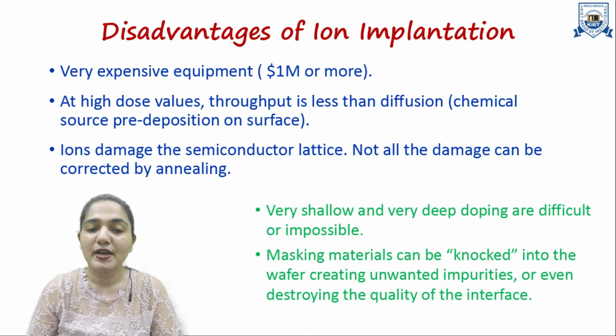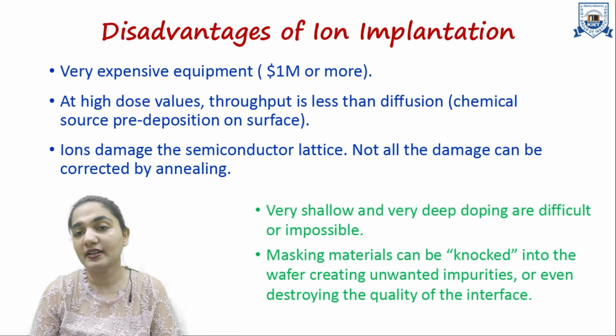So it is a very expensive process. We have very expensive equipment in this process. At higher dose values, throughput is less than diffusion. Chemical source pre-deposition on the surface will be there. Ion implantation damages the semiconductor lattice. Not all the damage can be corrected by annealing. I told you we can correct by the annealing process, but not all of the damage can be corrected.